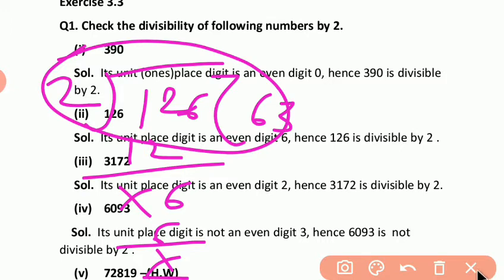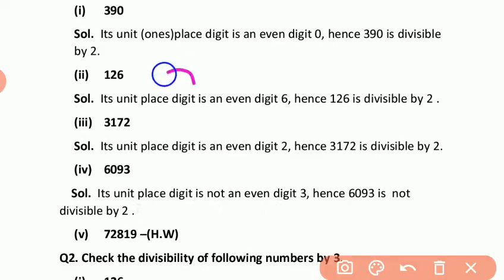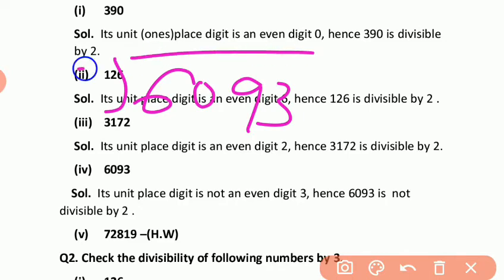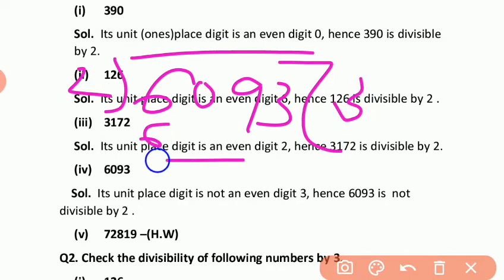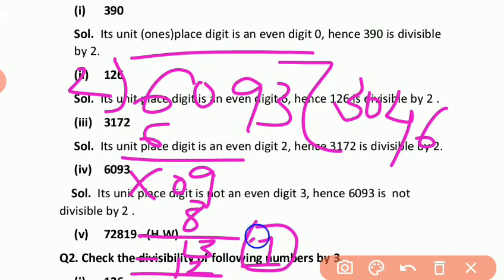Now fourth one, 6093. Its unit place digit is not an even digit. 3, we know that it is an odd digit. So hence 6093 is not divisible by 2. Or you can see by division also, 6093 if you divide by 2. 2 3s are 6, then 0, it is 9, 2 4s are 8, here 1 is left, then 13, 2 6s are 12. So 13 minus 12 is equal to 1. So we got the remainder as 1. It means it is not exactly divisible by 2.